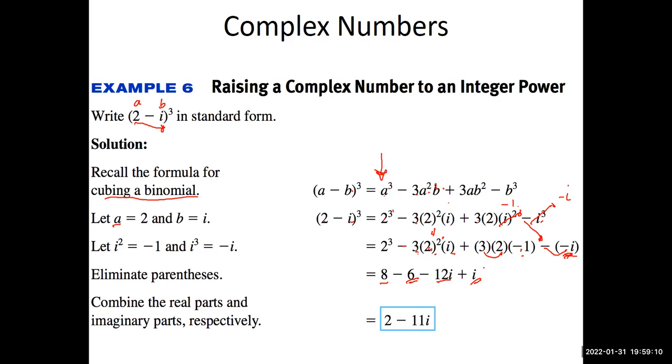And then let's combine the real parts and the imaginary parts. So we have 8 minus 6, we have 2. And then negative 12i plus i is equal to negative 11i. Okay? So that is how you raise a complex number to an integer power.